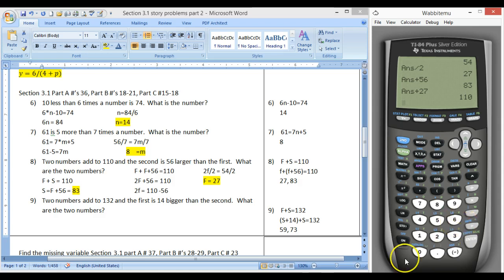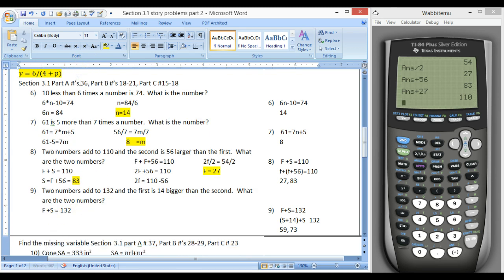Let's try the next one. Two numbers add to 132, and the first is 14 bigger than the second. So I'm going to come over here, just like we did before, and I'm going to say that I have a first number, and I'm going to add it to a second number. And I don't have to use F and S, I could use something else. But I like doing that so that I know which one stands for what. And adding these together will give me 132. And I seem to have run out of room. There we go.